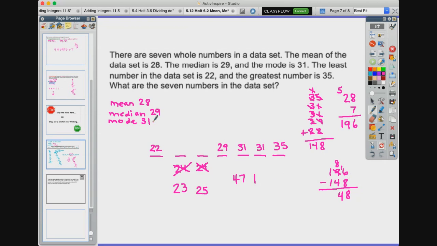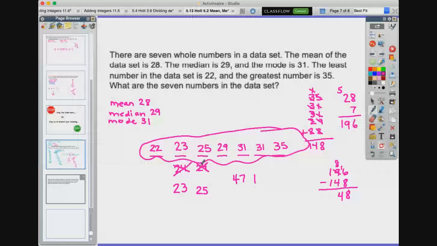It's keeping my mode at 31. It's keeping my median at 29. And it's keeping my lowest and highest numbers the same. So my numbers that I could plug in there would be 23 and 25. So the 7 numbers that you would have in your set, sorry, that was a really ugly circle, would be 22, 23, 25, 29, 31, 31, 35.